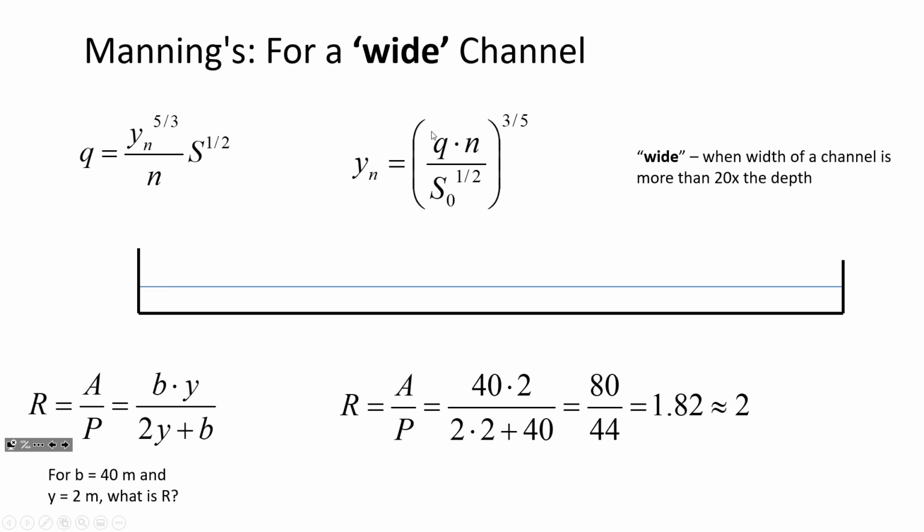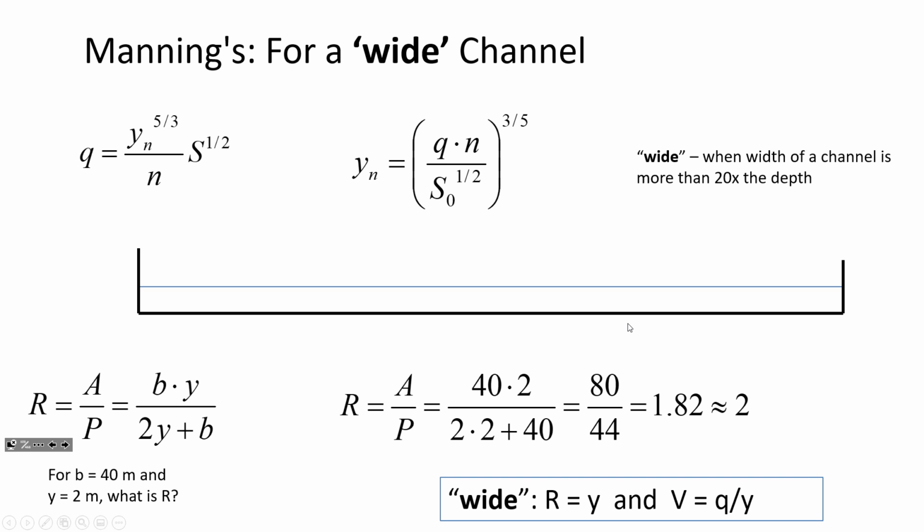And the reason for that is just that when you have so much bottom width, the minuscule amount of wetted perimeter that's on the sides doesn't contribute much. And so effectively what we're saying is if it's really wide, the wetted perimeter is effectively just the bottom width. So that's why we have that assumption when it applies. So when a channel is wide, the hydraulic radius is the depth, and the velocity is the flow per unit width divided by the depth.